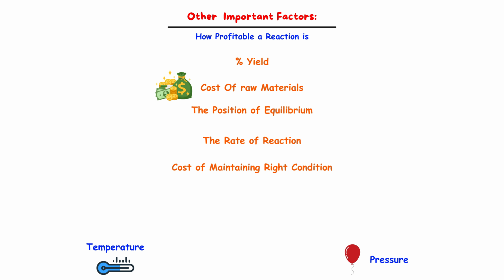Lastly, while atom economy is a very important concept, it is not the only factor that influences whether a chemical reaction is considered profitable or suitable for industrial use. Other crucial factors include the percentage yield of the reaction, the cost of the raw materials used, the position of the chemical equilibrium, the rate at which the reaction proceeds, and the cost of maintaining optimal conditions such as high temperatures or pressures. All of these elements need to be taken into account when assessing the overall viability and efficiency of a chemical manufacturing process.